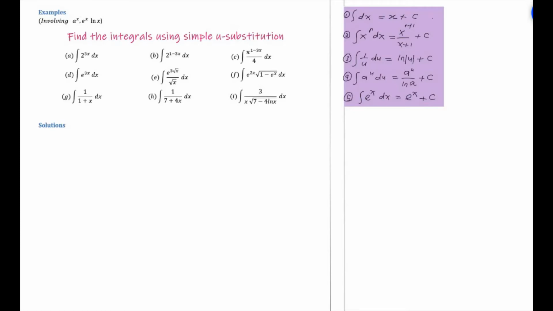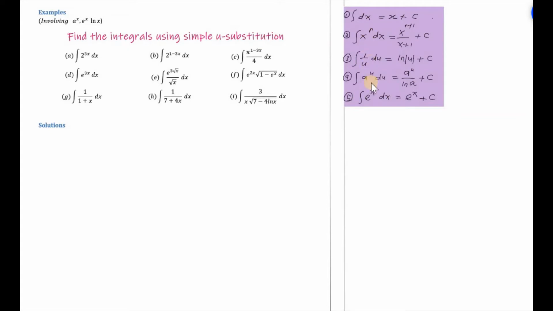Bismillahirrahmanirrahim. Let us look at another form of the question. We are to integrate a function involving the exponent of a power x, e power x, and ln x. For that, we do need to have the formula that we have had earlier. You can refer to the formula in your formula list. Alright, and we will do the integrals using simple u-substitution.